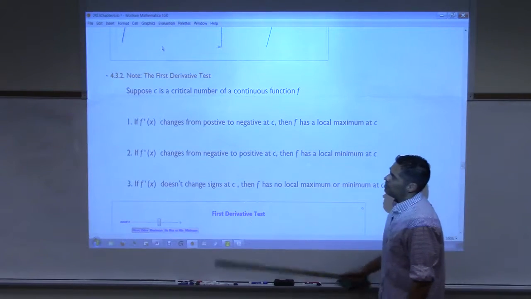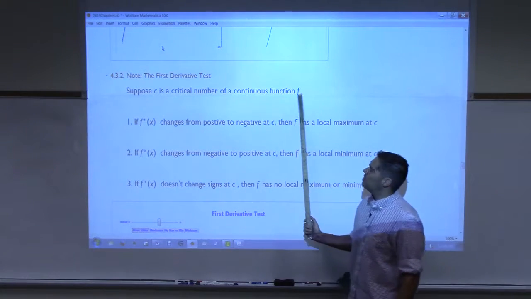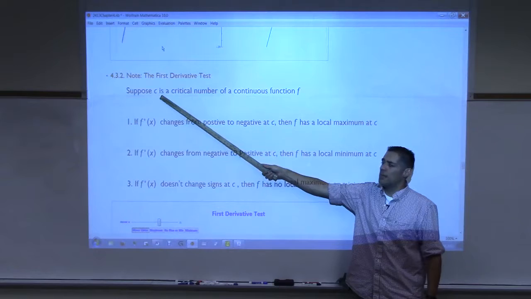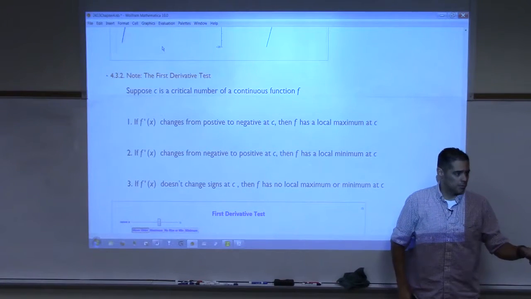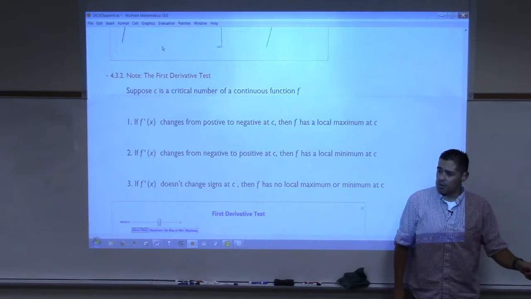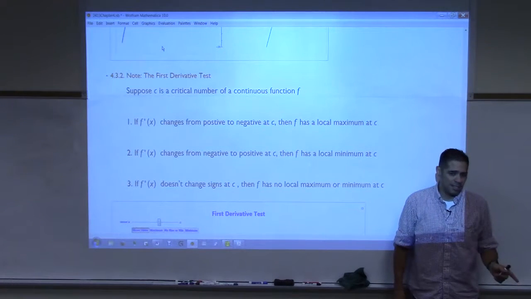It says, suppose c is a critical number of a continuous function. What does it mean to be a critical number? That's where the derivative is 0. Either the derivative is 0 at that point or it does not exist at that point.